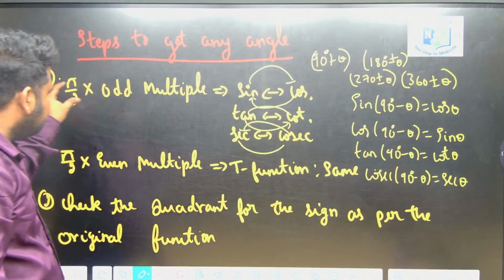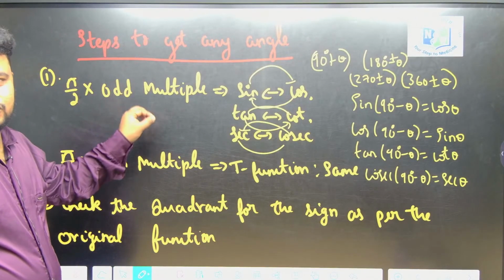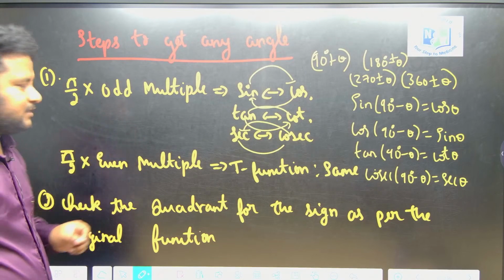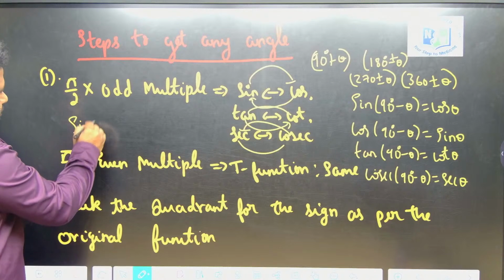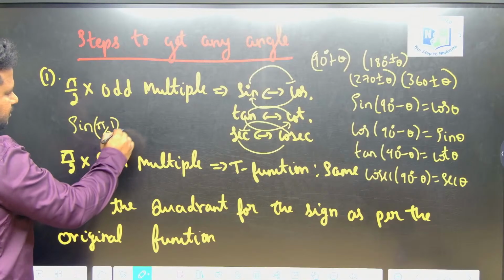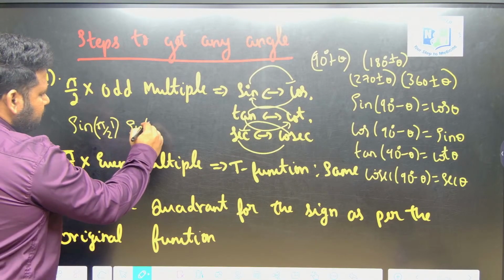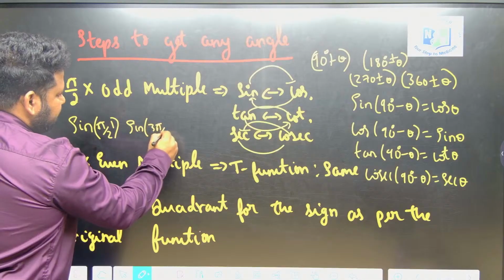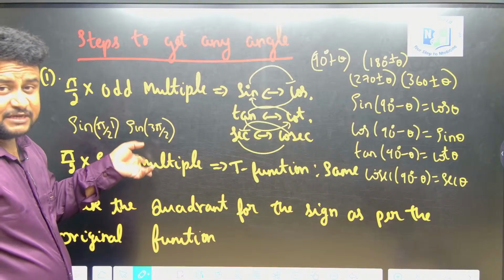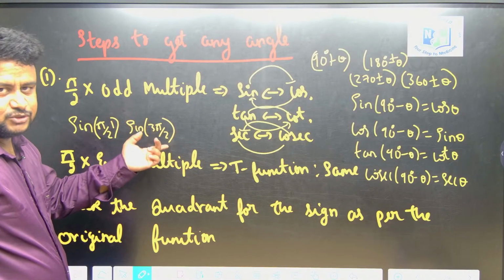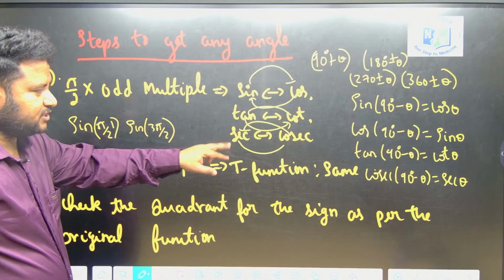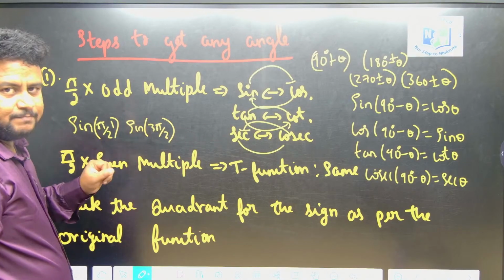When we have sine of pi by 2 into an odd multiple, odd multiple means it can be 1, it can be 3, it can be 5. So I can write sine of pi by 2 into 1, or I can write sine of 3 pi by 2. When we have it like this, sine will change to cos, cos will change to sine, tan will change to cot, cot will change to tan, secant will change to cosecant, cosecant will change to secant. This is one thing, pi by 2 into odd multiple.